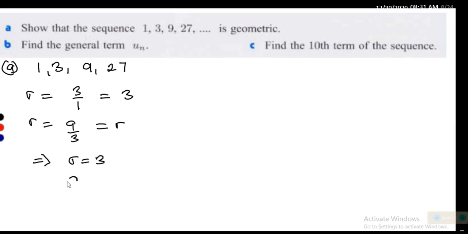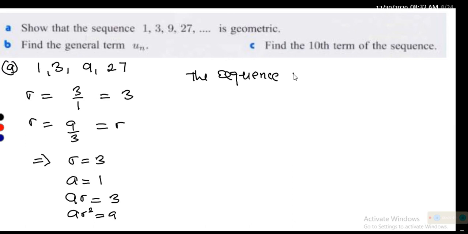The first term A is 1, the second term AR is 3, and AR squared, the third term, is 9. So of course the sequence is a GP, is geometric with common ratio 3.